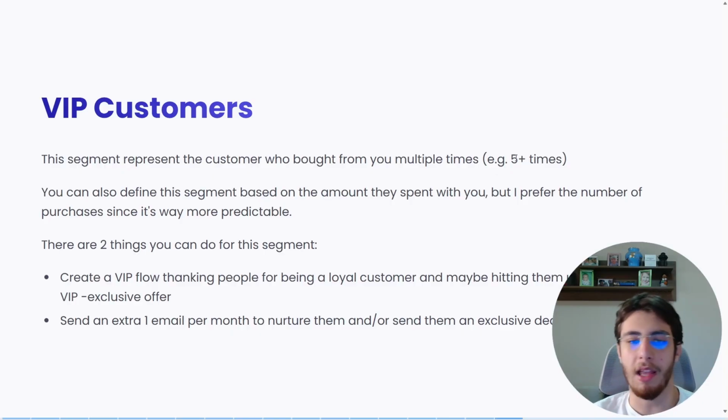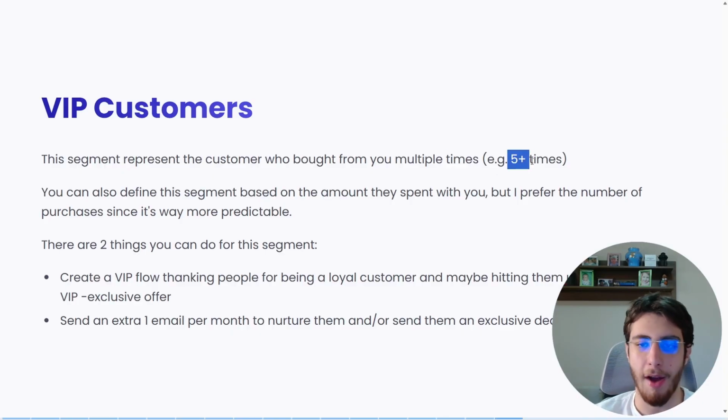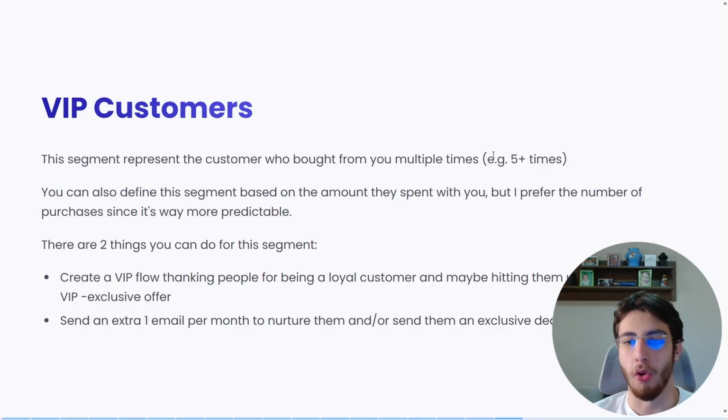So let's say your definition for this segment, again, it doesn't have to be 5 times, it would really depend on your average order value. Let's say your orders are actually big, like you're selling something expensive, it could be 3 times, 4 times, 5 times, whatever. If it's something cheaper, it could be 5, 6, 7, 8, 10, whatever. It's really up to you. You can really define your segment because it's your business, right? But let's say it's 5 times.